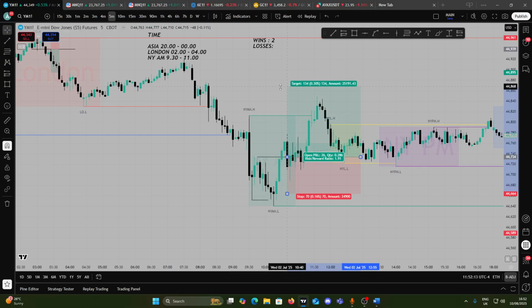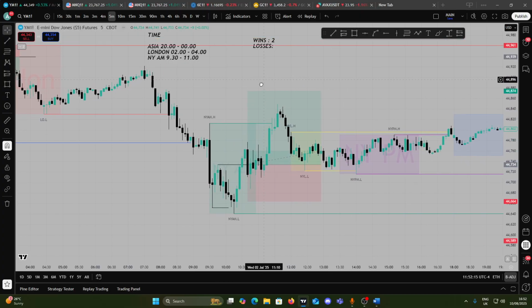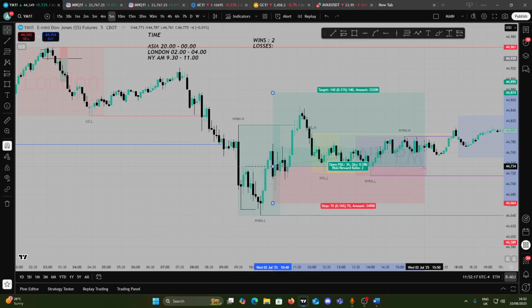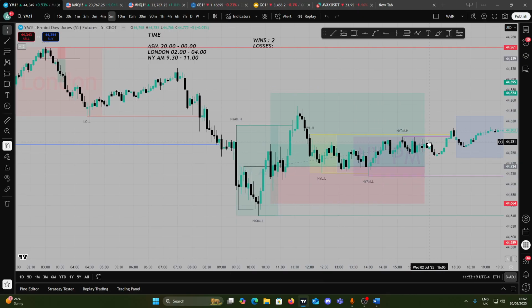Stops here. Target for 2R. But as you see, it's a stalemate, and it does not provide the result. You close your trades at 4 automatically if it hasn't hit either stop loss or take profit.